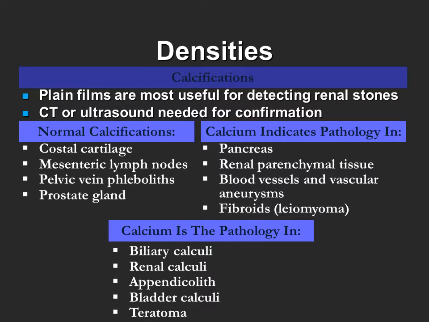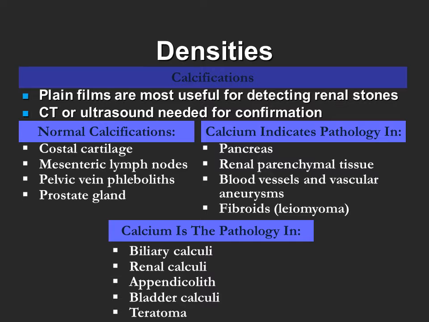Every thorough examination of an abdominal plain film also includes an assessment of bones and other calcifications that may be present. Calcifications are the most radiopaque of any natural substance on plain film. Calcium can be seen in normal and abnormal structures. Abnormal calcification can be indicative of underlying pathology, but calcification can also be the pathology itself. Normal calcifications include costal cartilage, pelvic phleboliths, the prostate gland, and mesenteric lymph nodes. Both phleboliths and lymph nodes can be difficult to differentiate from kidney calculi.